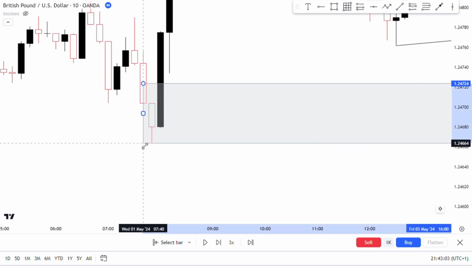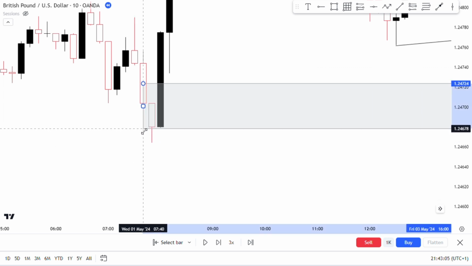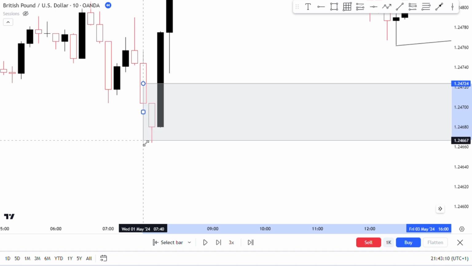your stop loss here, and also you can use the body of the candle. It all depends on how you understand the market, but most of the time I always advise people to make sure they add the wick to it. So for the sake of this video, I'm going to be using the body of the candle.